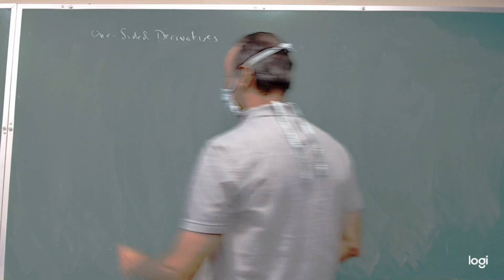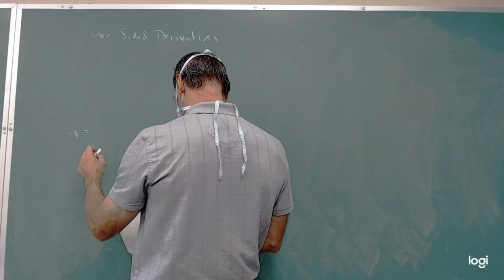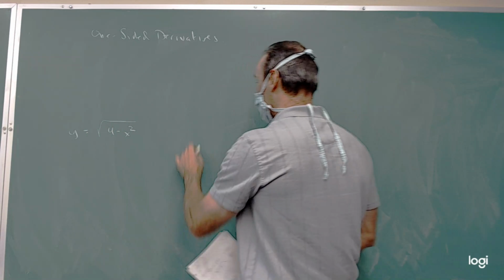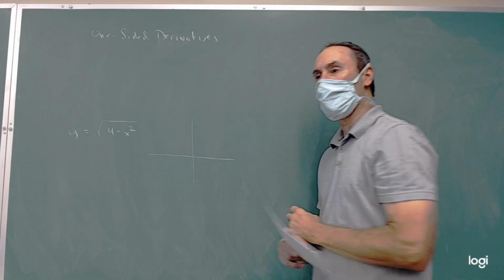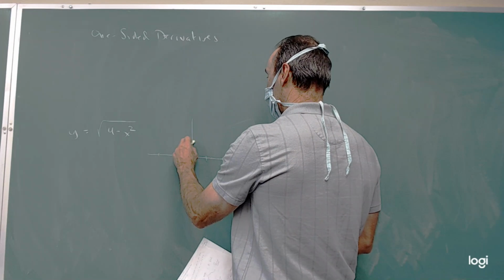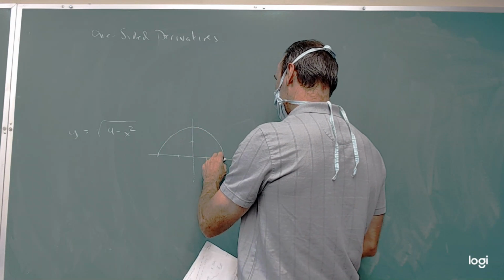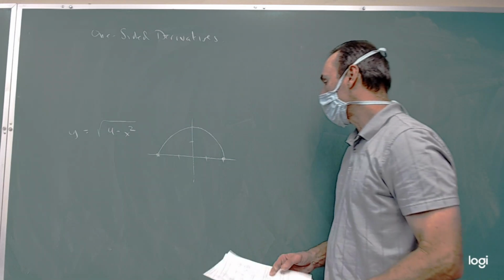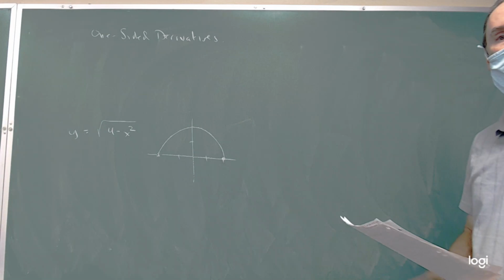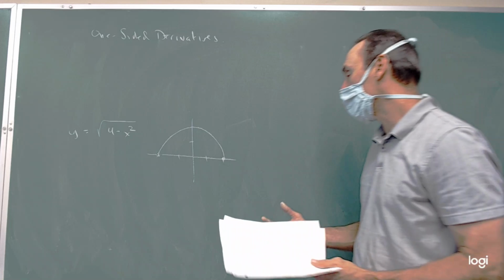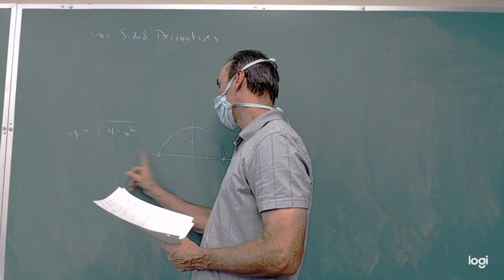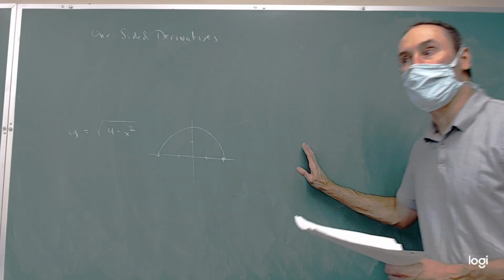So the idea is if we have something like, say, the square root of 4 minus x squared. Do you remember what that looks like? Yeah, it's a semicircle, top half, radius 2. So the question is, does a derivative exist at these endpoints? We can answer that question without defining it, but mathematically, how do you define a derivative when the function is not defined to one side or the other?